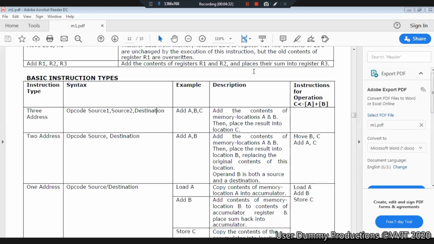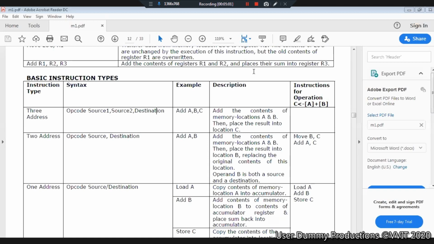Now the two address instruction. You add the source and destination and put the result in the destination itself. Like ADD R1, R2: the values of R1 and R2 will be added and stored in register R2. But I wanted to do the same thing as ADD A, B, C.